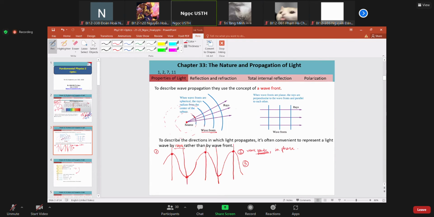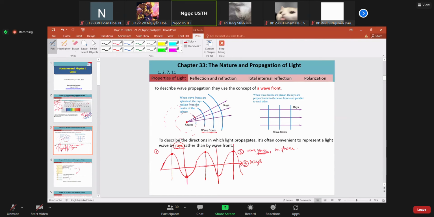The third way we can use to describe an electromagnetic wave is by rays. If the electromagnetic wave moves in these directions, you can use the direction the wave propagates as a ray like this, the direction of propagation of light.